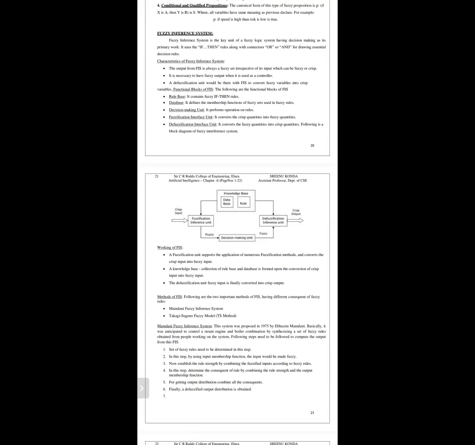So this particular fuzzy inference system, FIS, is the key unit of the fuzzy logic system. It takes decisions based on the situation present, right? So that particular system is known as the fuzzy inference system. It uses fuzzy logic in order to take decisions. It is the key unit of the fuzzy logic system that takes decision making as its primary work. So the primary work of the fuzzy inference system is to take decisions, right?